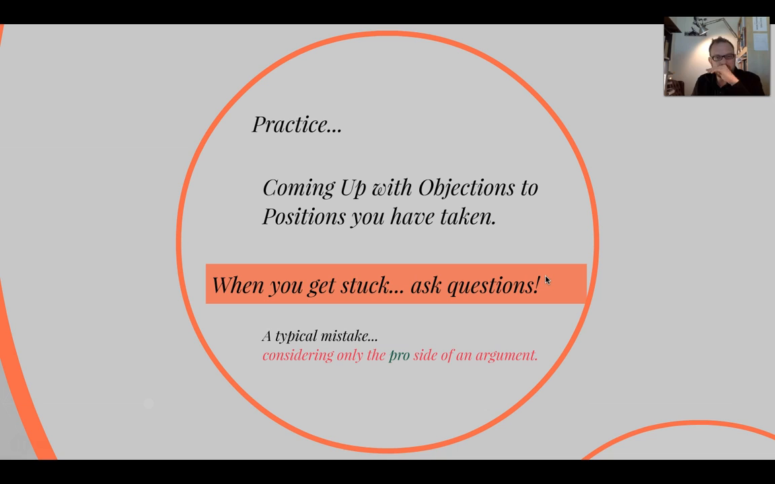Now, how should you practice? Well, one of the things you need to do is learn to come up with objections to positions you've already taken. This requires the ability to not only understand your position, but to look at it from a third-person perspective and then be critical of it. This is really, really important.